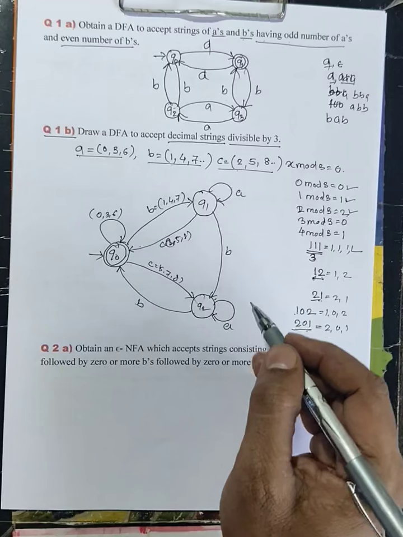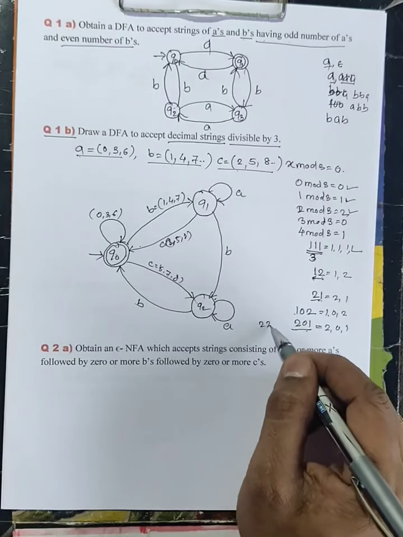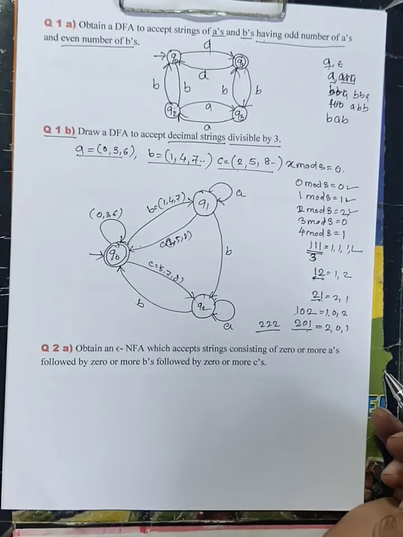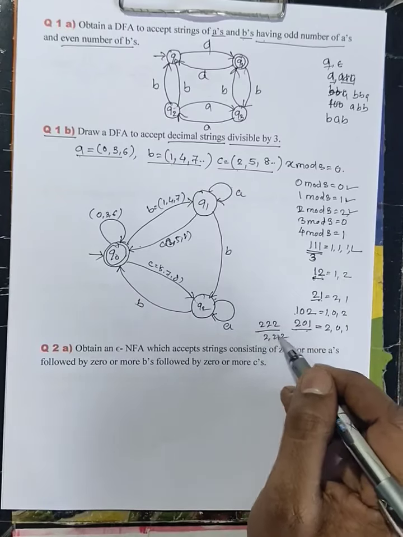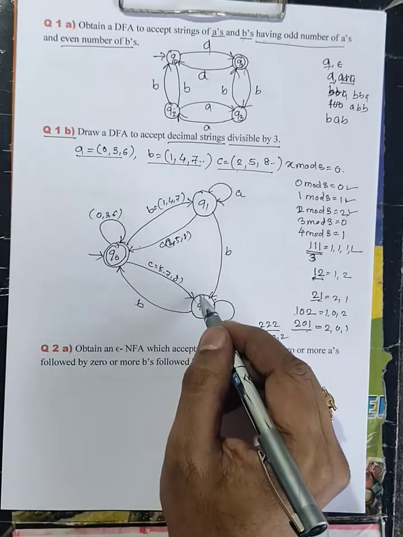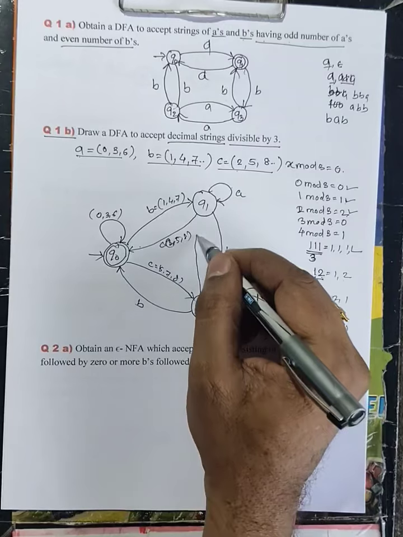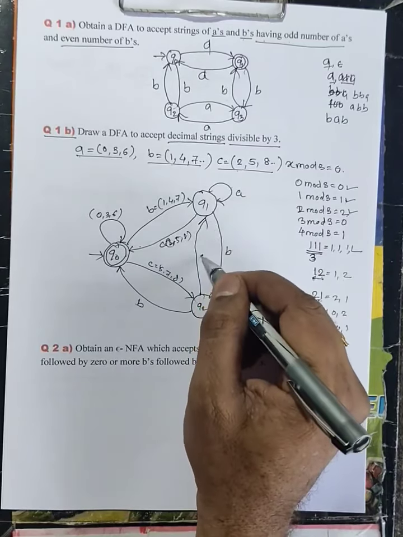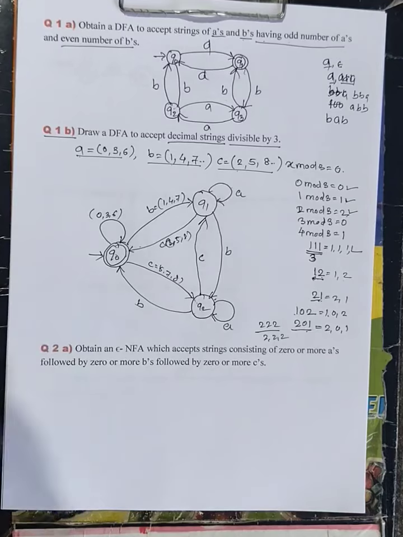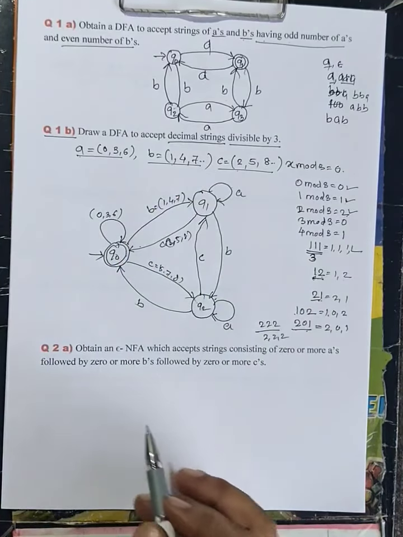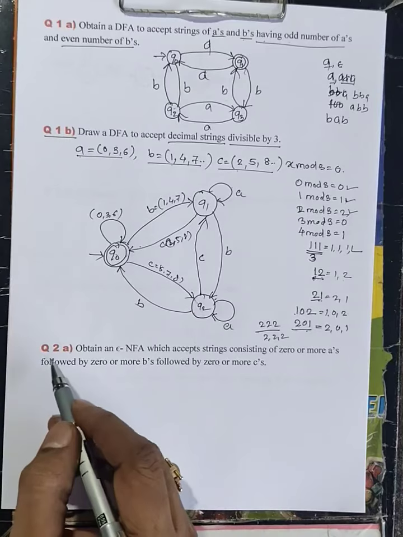Next, this is remainder 2 or remainder 2. And suppose the number is 2 2 2. This string is divisible by 3. And for this the remainders are 2, 2, 2. Remainder 2 means this is C. Again remainder 2 and remainder 2. This is divisible by 3. This DFA can accept strings divisible by 3. Next question.